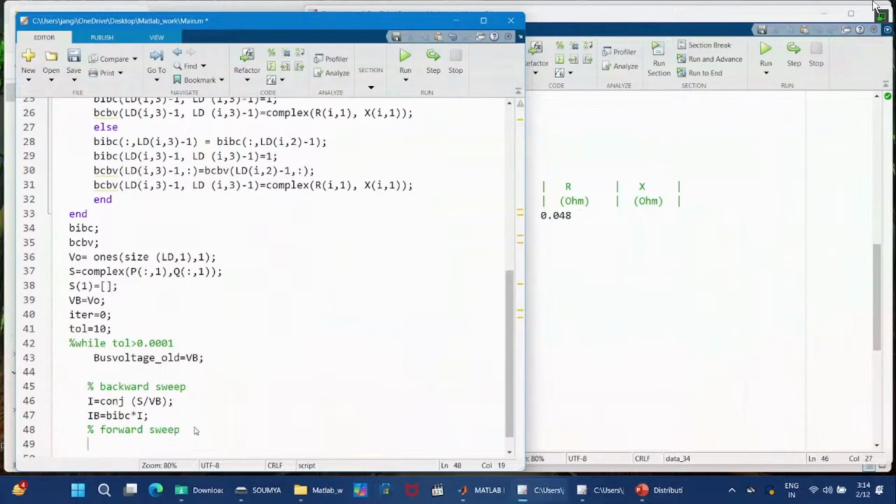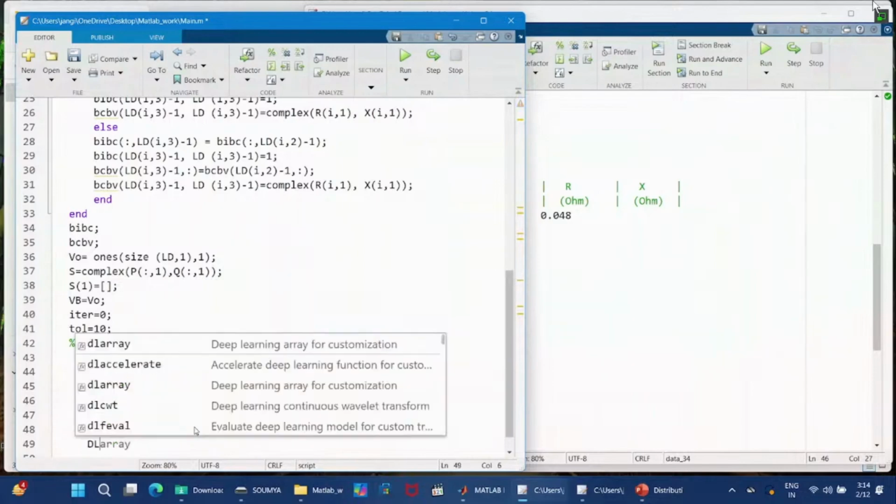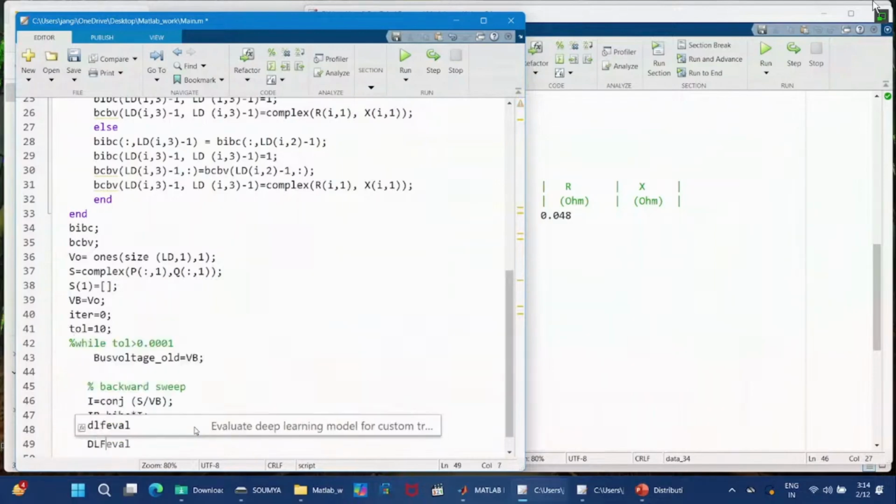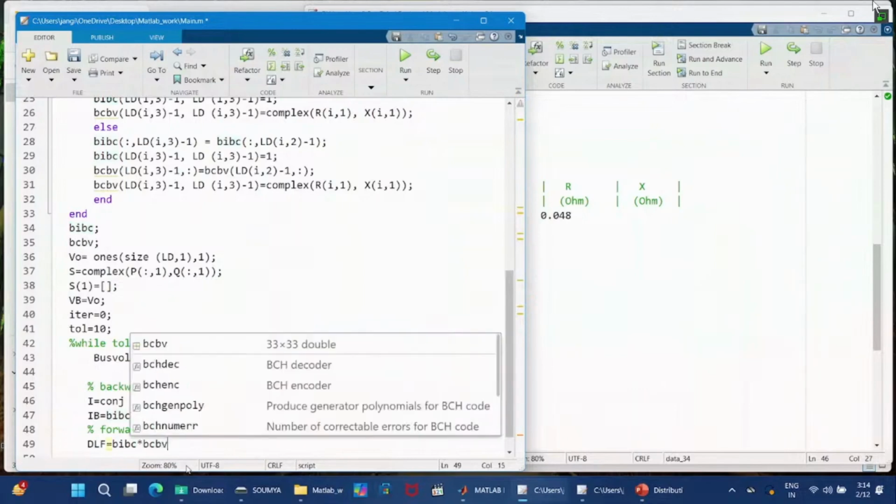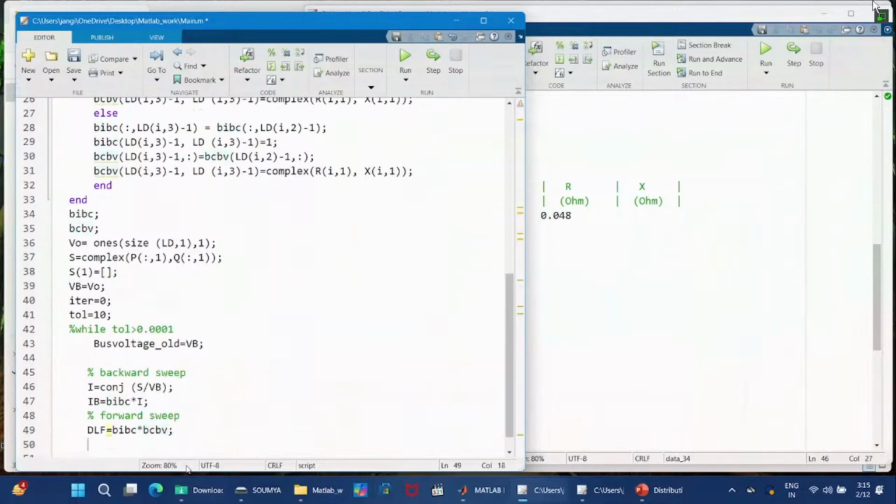Now in the forward sweep method, if we recall, del B is usually calculated based on BIBC into BCBB matrix into the I current that is multiplied with it. So if I write it directly, the direct load flow DLF is equal to BIBC into BCBB matrix, and for VB it is supposed to be the older value of B0 minus this DLF into I.